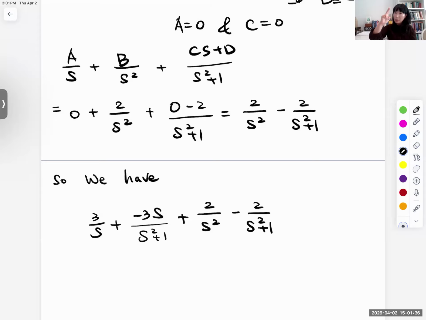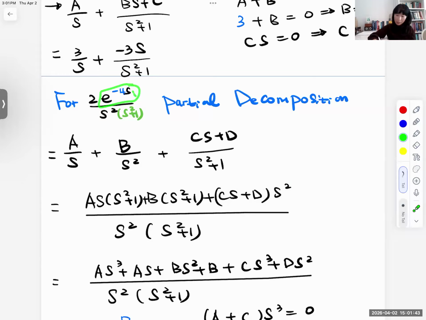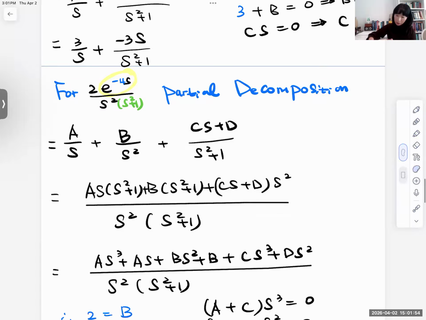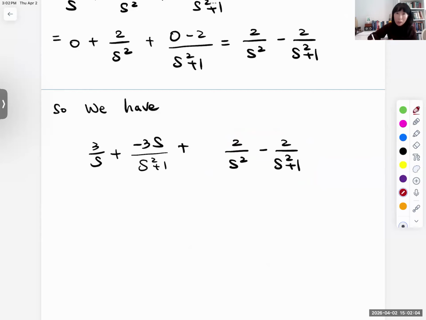Therefore, we are using only the constant 2. Look, we did not use this one, right? This is a special case, so we did not use that. We bring this one into here, so that will be e to the -4s of that for the second term, right?